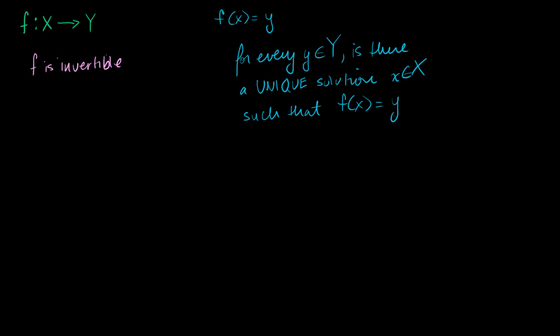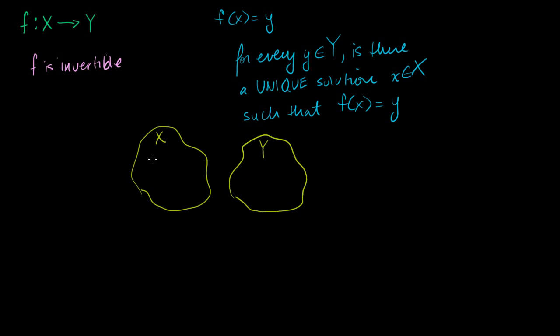Let me just draw everything out a little bit. We have our set x right here, and our codomain y here. We know that if you take some point here, let's call that a, a member of x, and apply the function f to it, it'll map you to some element in set y. So that's f of a right there. This is what we know so far.